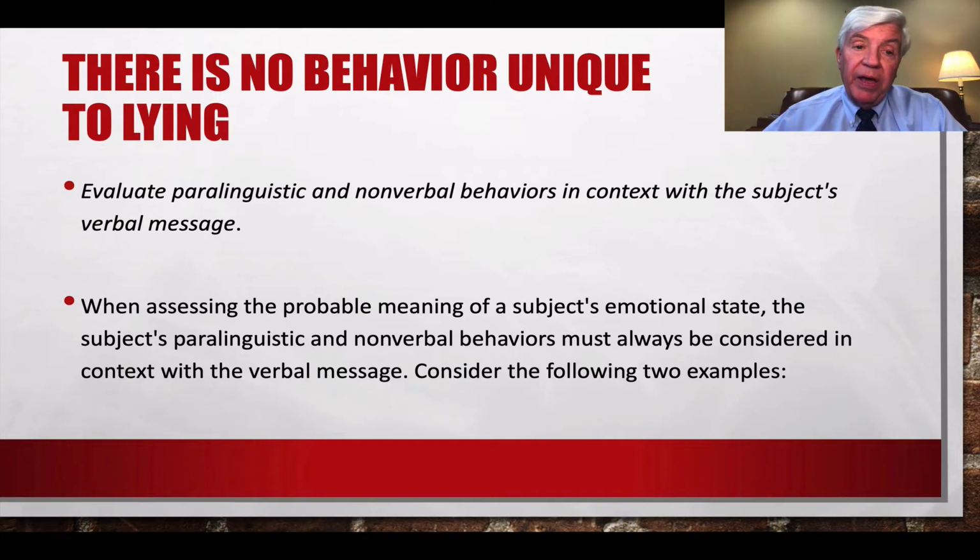Thirdly, it's important to evaluate paralinguistic and nonverbal behavior in the context of the subject's verbal message. When assessing the probable meaning of a subject's emotional state, the subject's paralinguistic and nonverbal behaviors must always be considered in the context of the verbal message. Consider the following two examples.